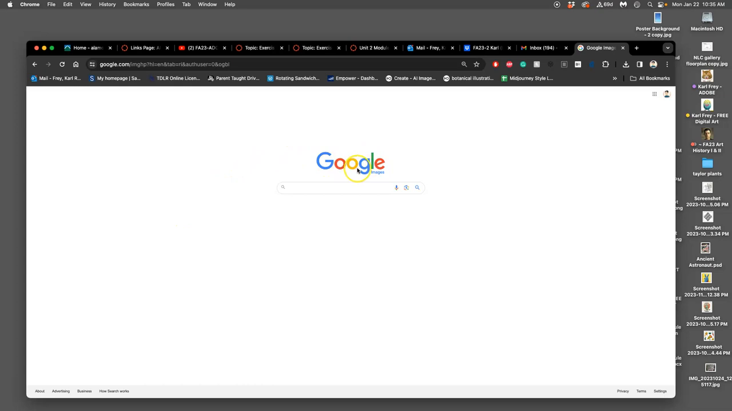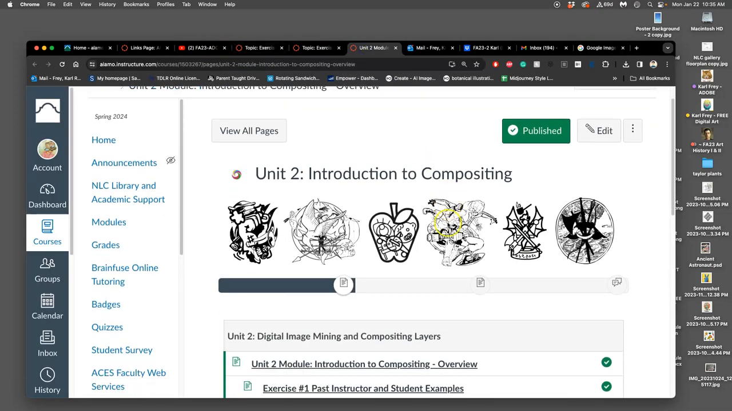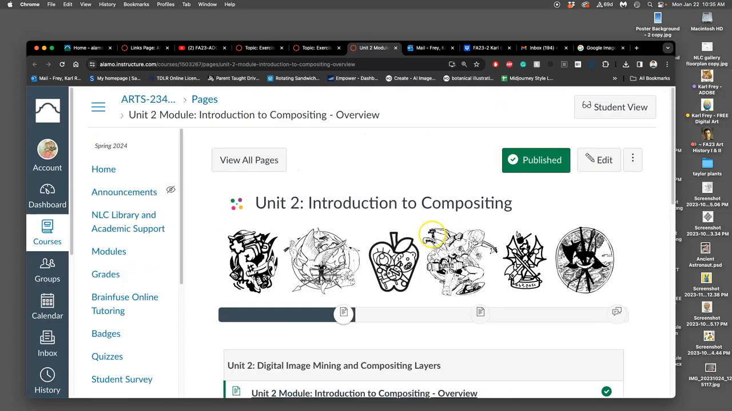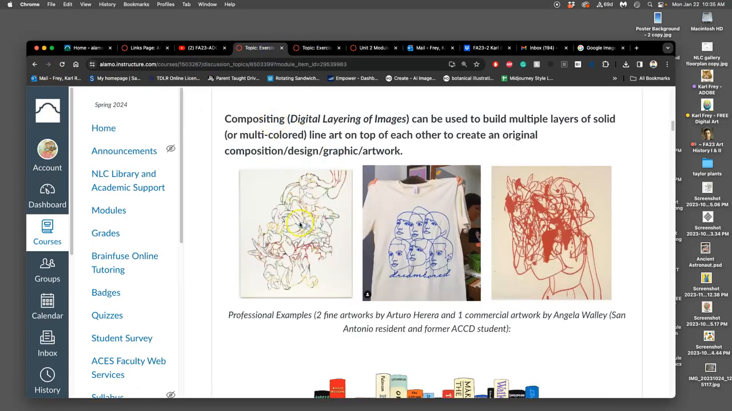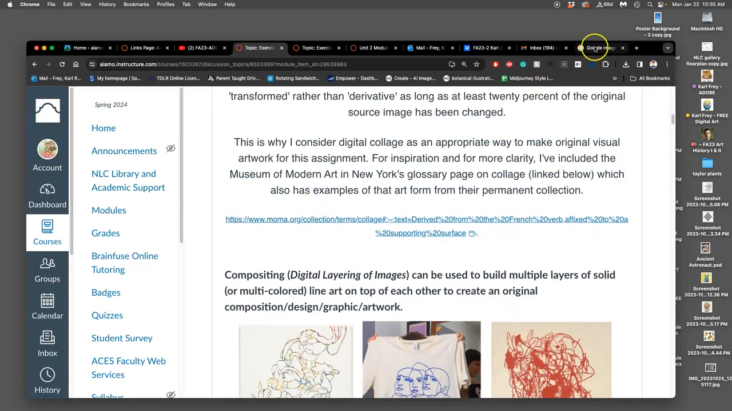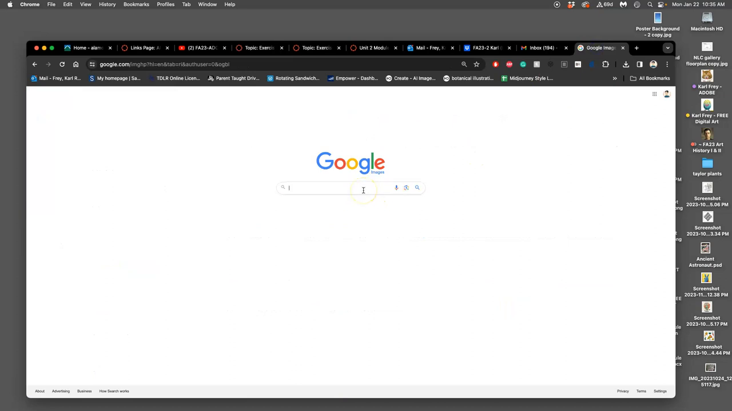So a big part of this project is what's called image mining. And it's about how to find good digital files to work with. Not just ones that you like the look of, but also are good quality, good resolution. So Google Images is one way we can do it, but in many ways it's the worst way to do it. But it will show you the bounty of what's out there on the internet. So I am going to use my favorite cartoon, which is going to be Aztec line art.